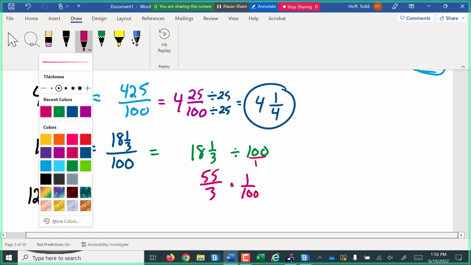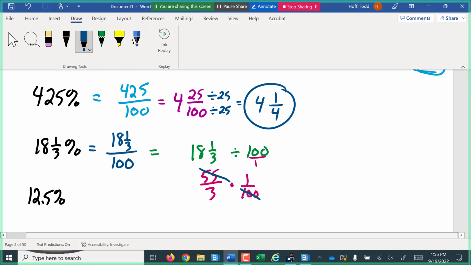And here we notice that 55 and 100 both can be divided by 5. 55 divided by 5 gives us 11, and 100 divided by 5 is 20. So 11 times 1 is 11, and 3 times 20 is 60. Good. So 11 60ths, 11 out of 60.